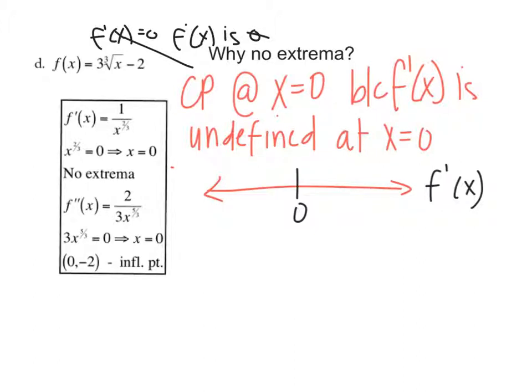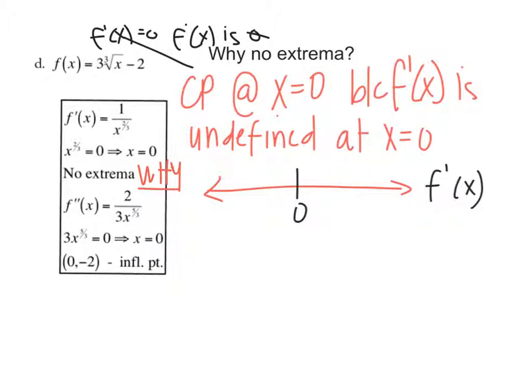In this particular case, we don't have any places where that's equal to 0, but we do have a critical point at x equals 0 because f prime of x is undefined at 0. Now, you're probably going to realize here that that means that there are no extrema. But let me explain why. Why does that mean there are no extrema?